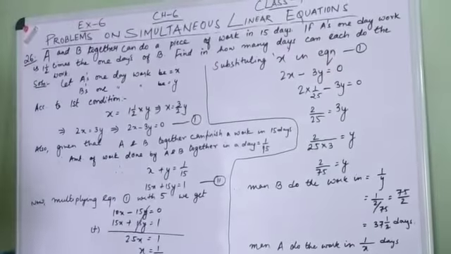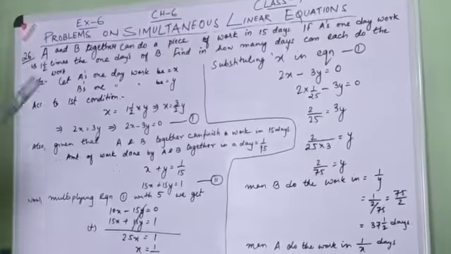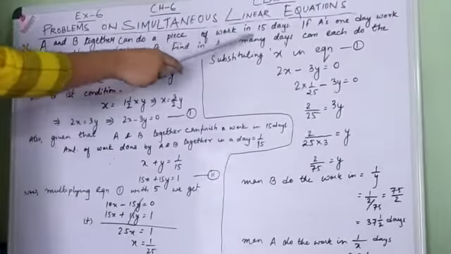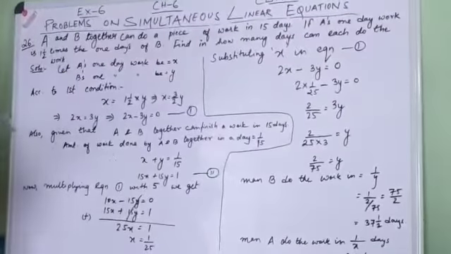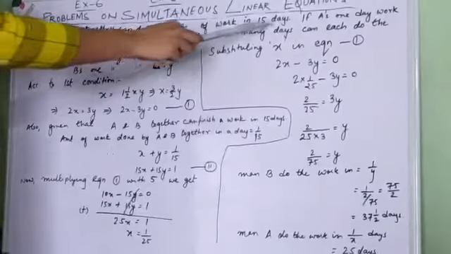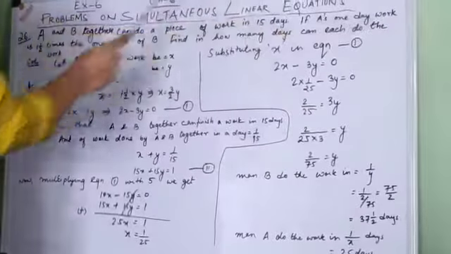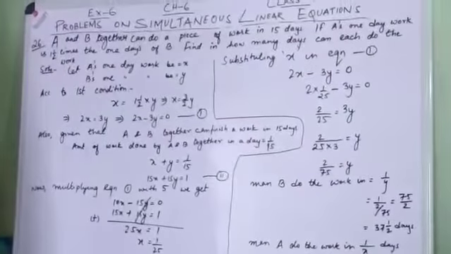We are discussing question number 26. So let us read what the question is. A and B together can do a piece of work in 15 days. Now that means when A and B together come for a work, it is taking them 15 days to finish the job. Now A's 1 day work is 1 by 2 times the day's work of B.